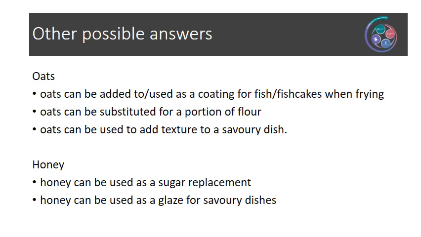Now remember, you would have to have a point for oats and a point for honey to access the 2 marks. You cannot have 2 points for oats and 2 points for honey. It must be 1 point for each.